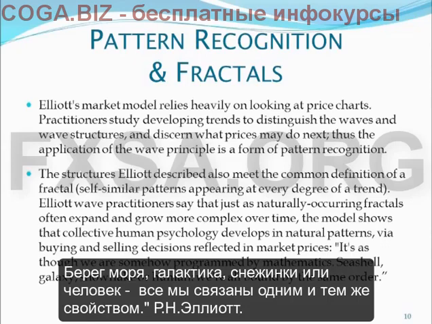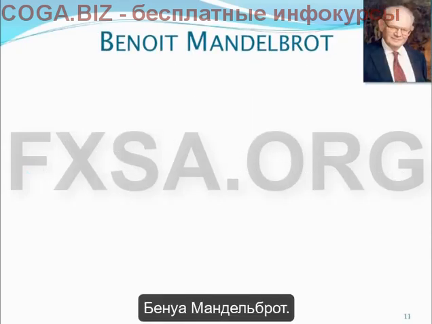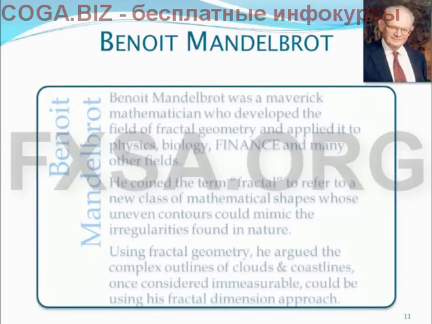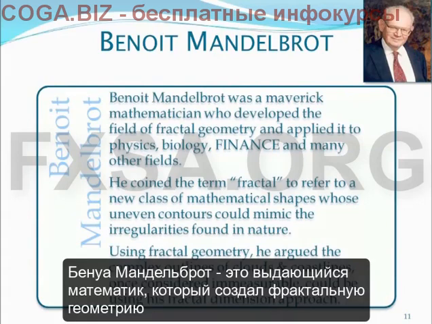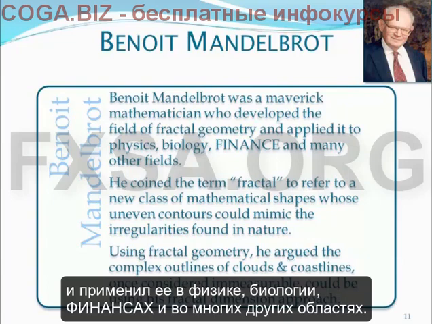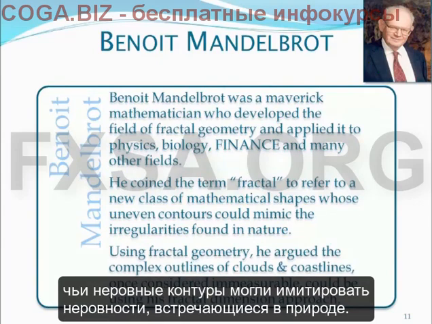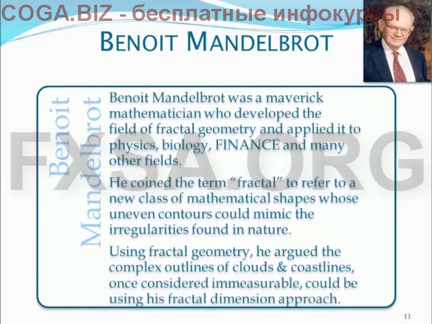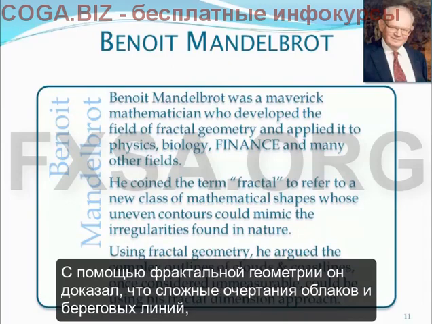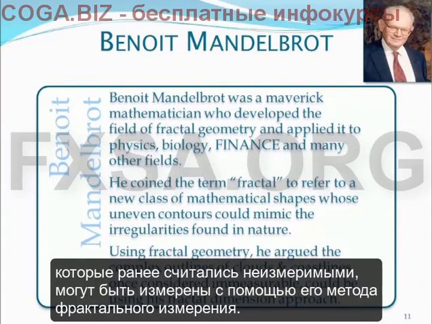Benoit Mandelbrot was a maverick mathematician who developed the field of fractal geometry and applied it to physics, biology, finance, and many other fields. He coined the term fractal to refer to a new class of mathematical shapes whose uneven contours could mimic the irregularities found in nature. Using fractal geometry, he argued the complex outlines of clouds and coastlines, once considered immeasurable, could be measured using his fractal dimensional approach.